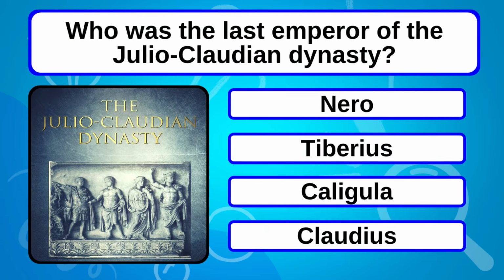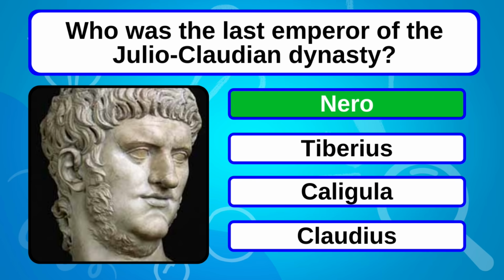Question 16. Who was the last emperor of the Julio-Claudian dynasty? Nero, Tiberius, Caligula, or Claudius? Nero.